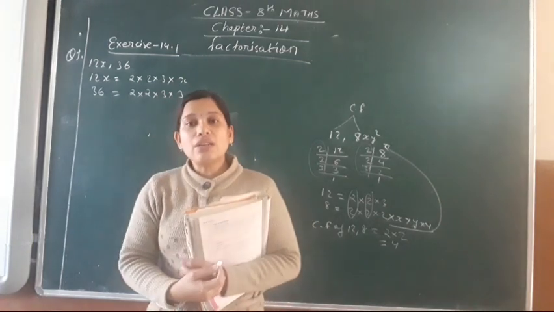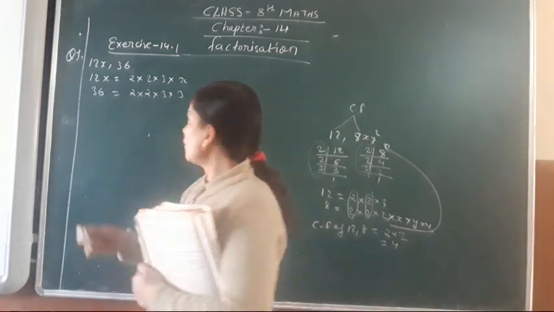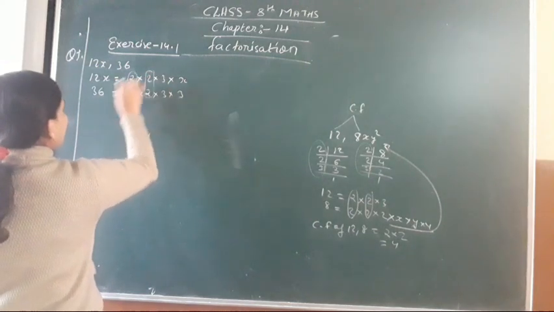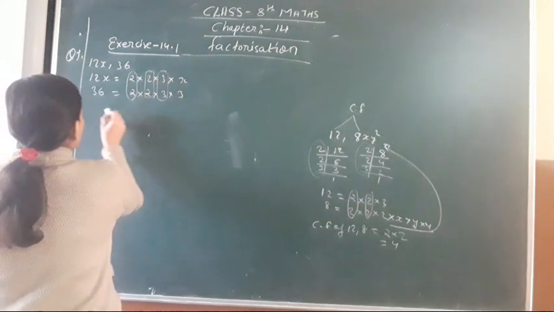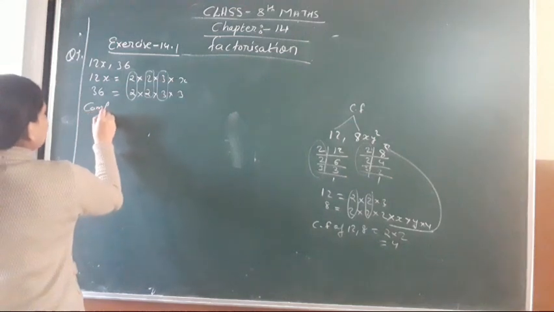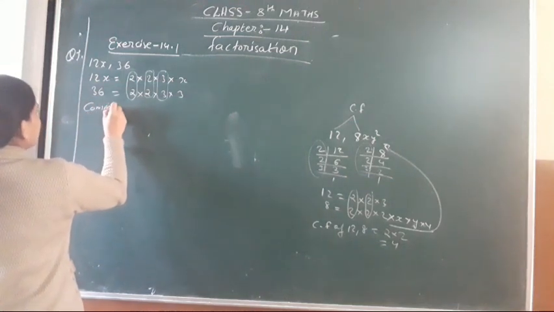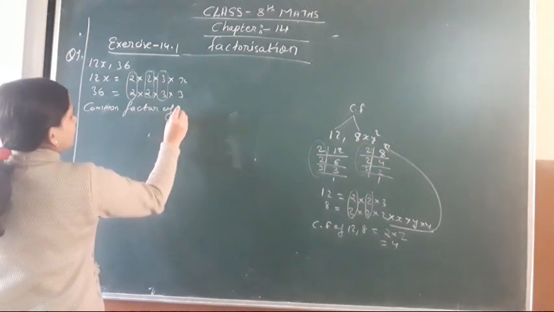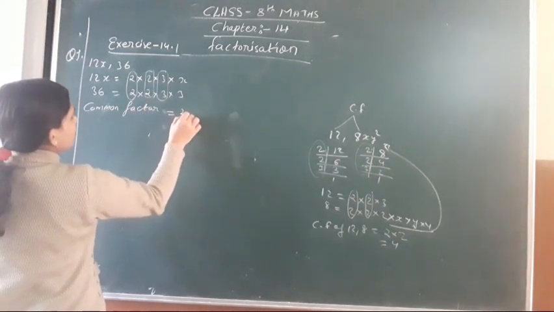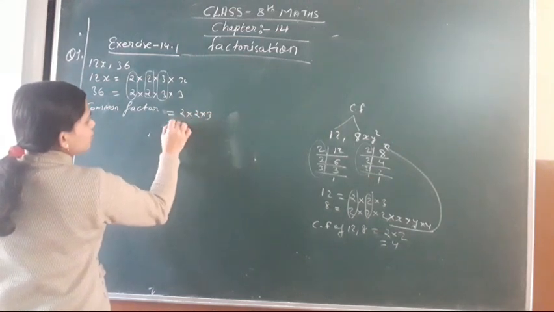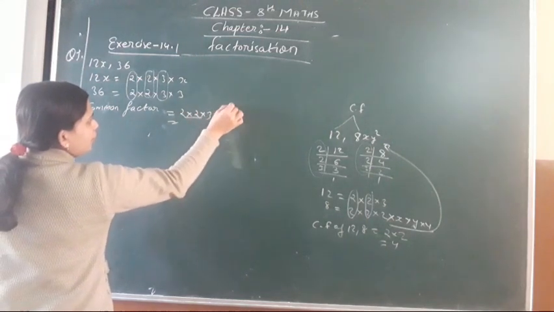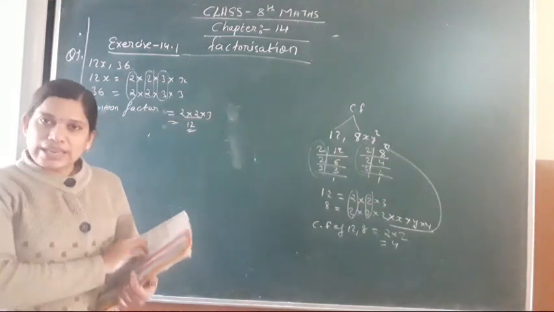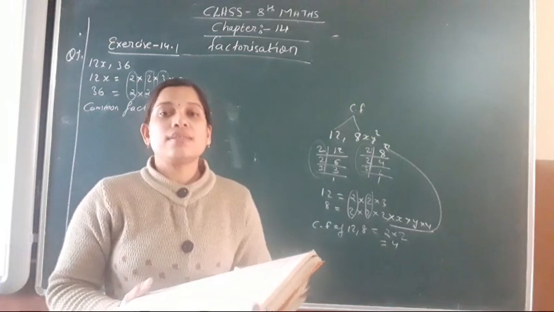Now it is asked to find the common factors among these two terms. So we are going to mark the common factors. These are the common factors, isn't it? The common factor is 2 into 2 into 3, that is 2 into 2 is 4, 4 into 3 is 12. So the answer will be 12. So the common factor of 12x and 36 is 12.